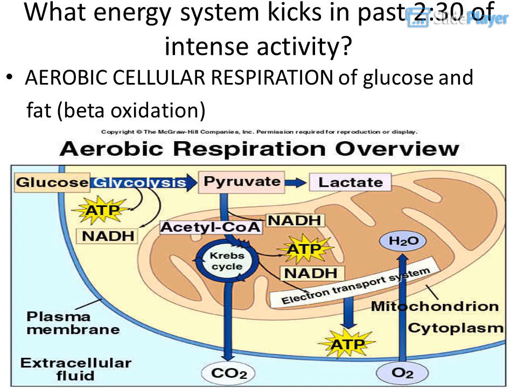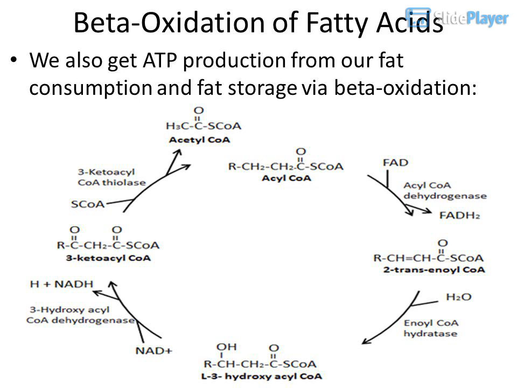What energy system kicks in past 2:30 of intense activity? Aerobic cellular respiration of glucose and fat, including beta oxidation of fatty acids. We also get ATP production from our fat consumption and fat storage via beta oxidation.